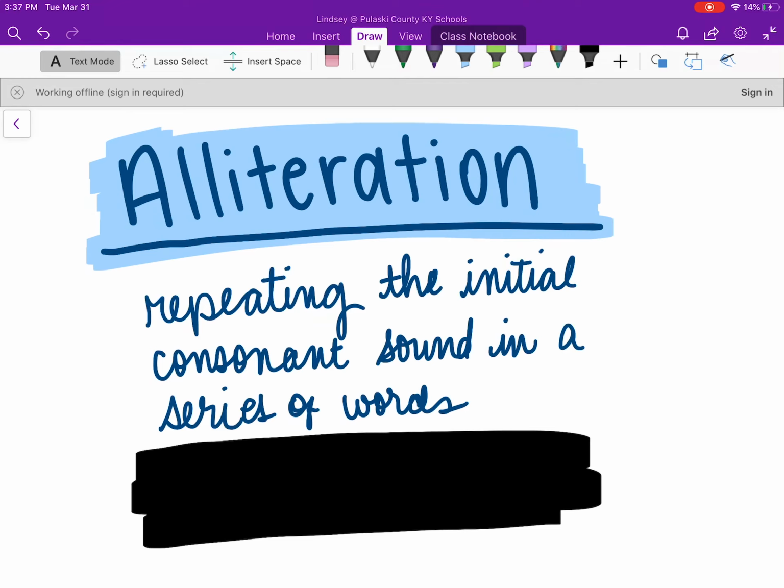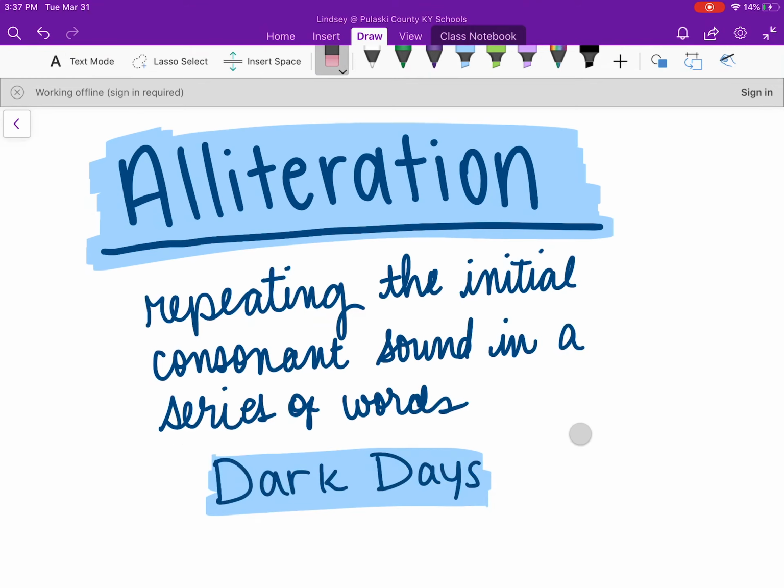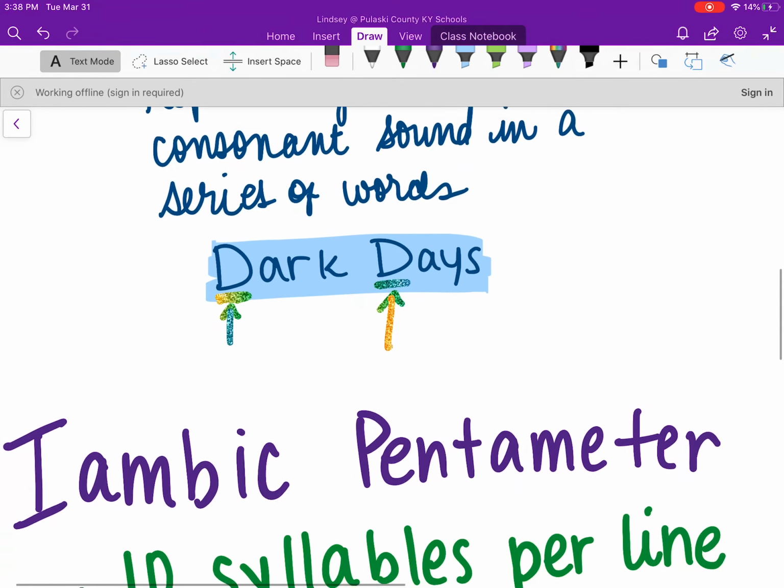That would still be alliteration. So the example I always use is dark days, right? Because you have the D in dark and in days, and you can hear that. It's the first sound in each word. Now in a line of poetry, you may have 10 or 15 or 20 words, and it doesn't have to be every word. It has to be at least 2 or 3 for it to count. We're not going to spend too much time on that because we spent a lot of time on it in our poetry unit.